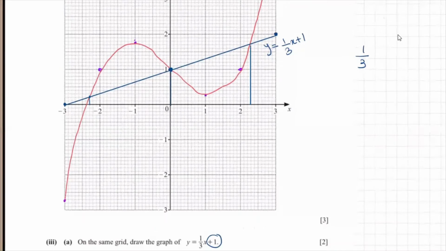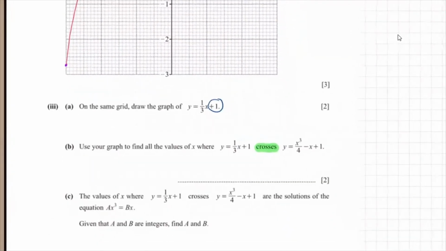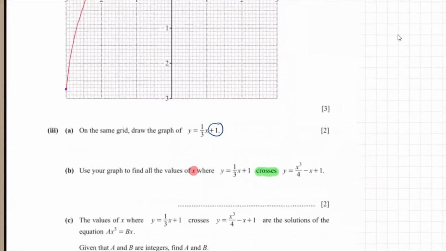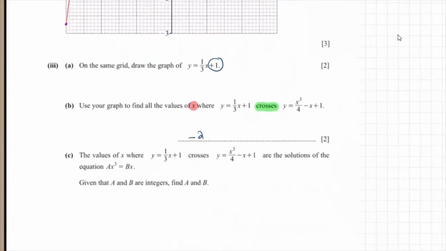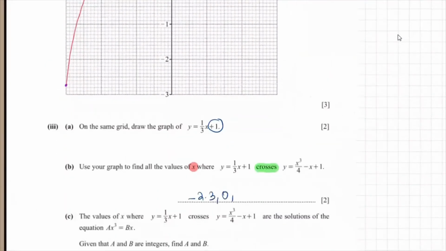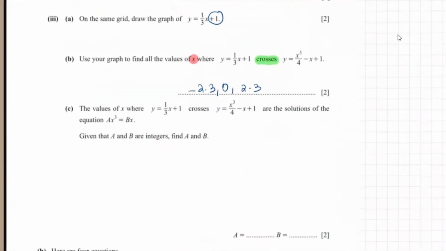Let's write it down. Now the question is asking for just the value of x. See over here. Do not waste your time in finding the value of y. It's useless. So the first value is minus 2.3. The second value is 0, or 1, and the third value is 2.3. Your values can vary as per your graph, so do not be worried about it.